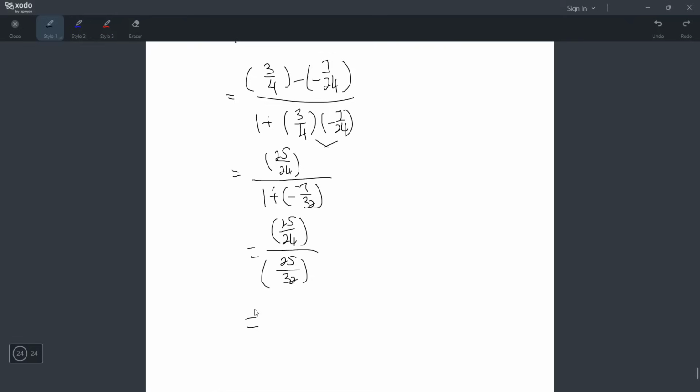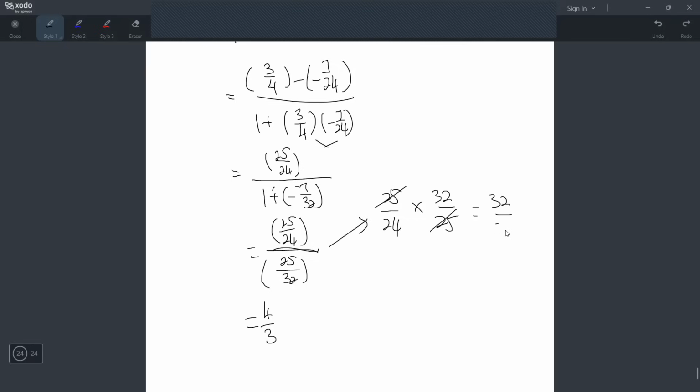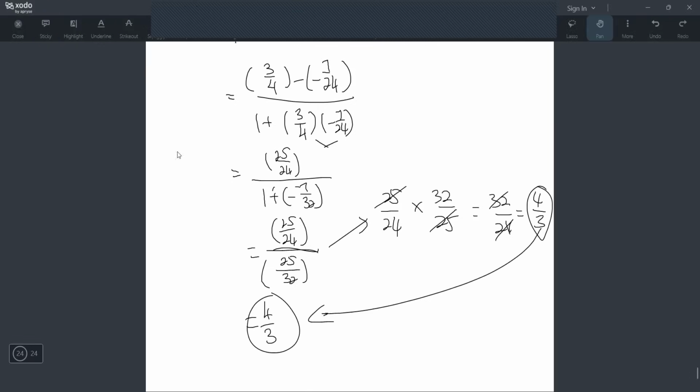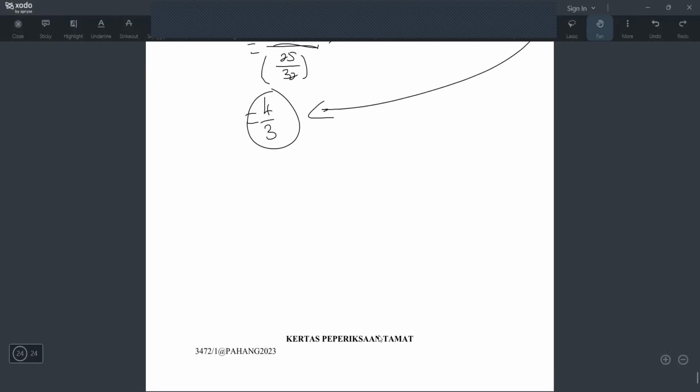Okay, my calculator gives me 4 over 3, right? 4 over 3, okay? Or I can also explain it like this: 25 over 24 divided by 25 over 32 means multiply by 32 over 25. Because the divide you can change to multiply, but you have to flip it upside down, and then 25, 25 cancel, left with 32 over 24, can simplify, divide by 8, 4, divide by 8, 3. So you see this answer and this answer are the same, right? Okay, hope you understand my explanation.